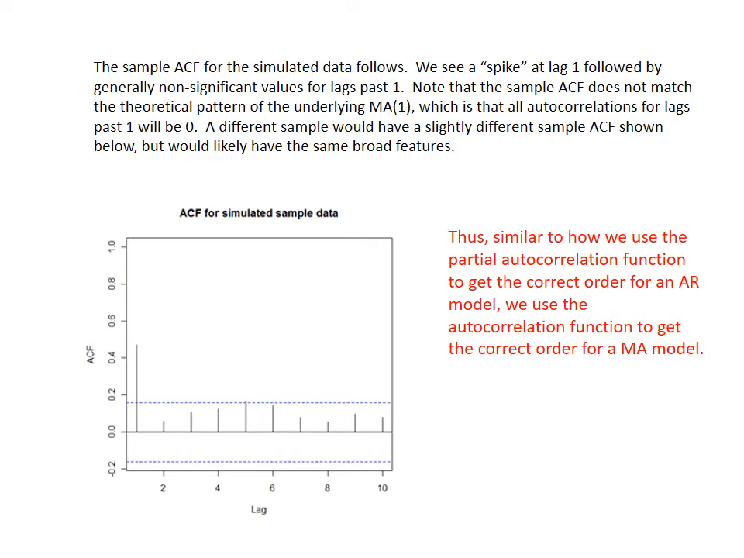The other interesting thing that this points out is, if you recall, we used the partial autocorrelation function to identify the correct order or number of lags for an autoregressive model, but we use the autocorrelation function to get the correct number of lags to account for with a moving average model.